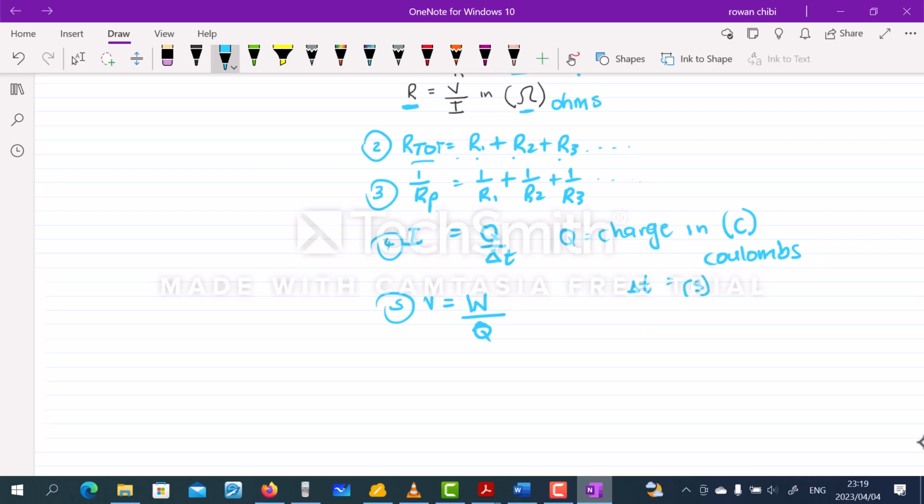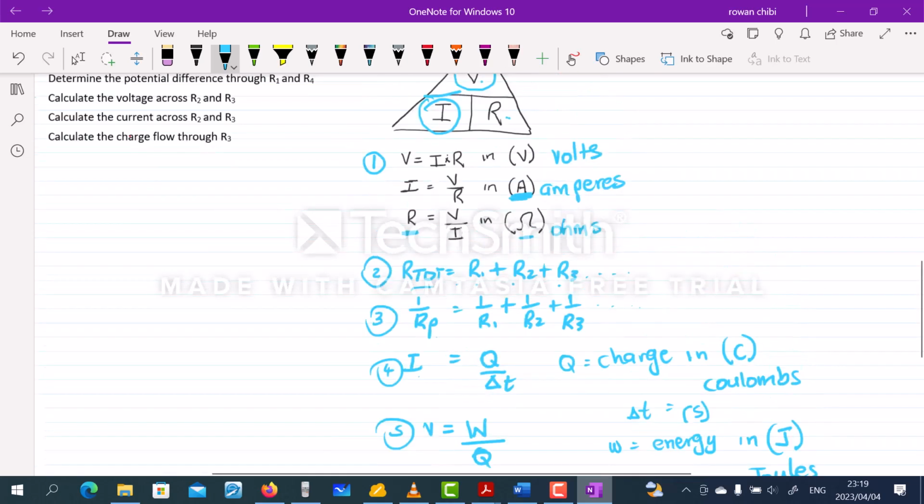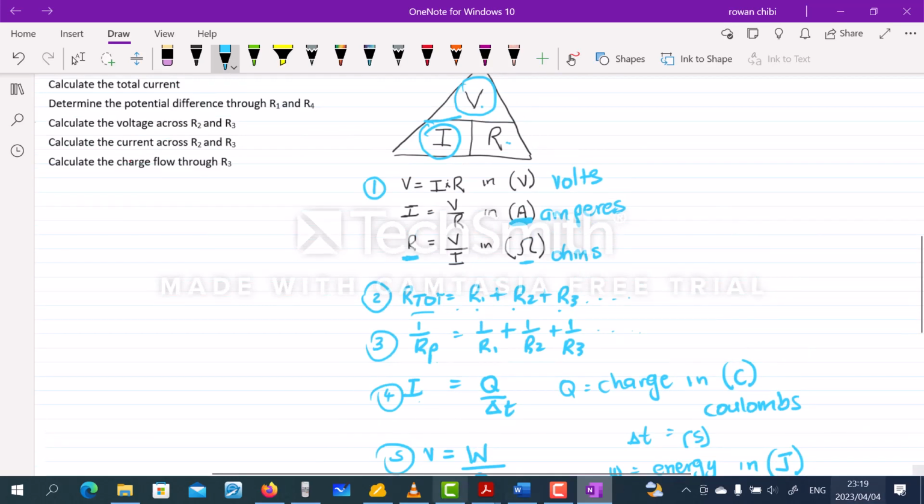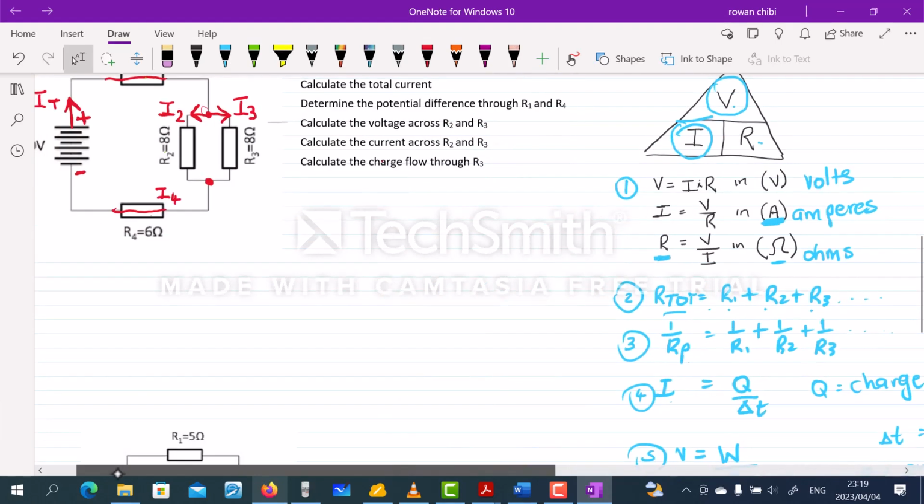And then the last formula is V, the potential difference, is equal to W over Q. W is the energy, and the energy is in joules. We will talk about this later on. Then Q is the charge in coulombs. So we will go through this step by step, and then we'll see which formula we're going to use for which question. So let's go to question number 1.